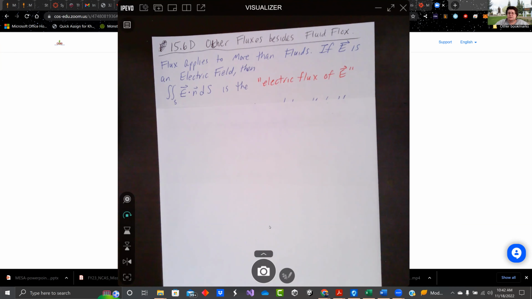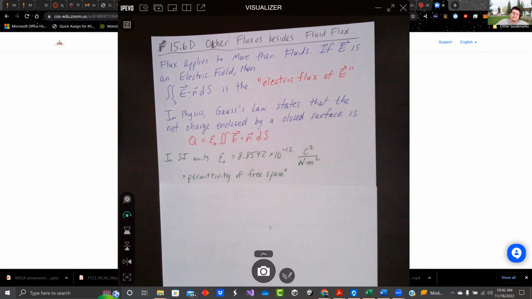When we're looking at fluids, though, or things besides fluids, we have other things that have flow that are not like liquid or gases, like the electric field E. If we do E dot N dS, it's called the electric flux of E. And you'll have seen some of this before in physics. Gauss's law says the net charge enclosed by a closed surface is Q, where Q is epsilon naught times the surface integral of E dot N dS, where epsilon naught has a value in coulomb squared per newton meter squared. It's called the permittivity of free space.